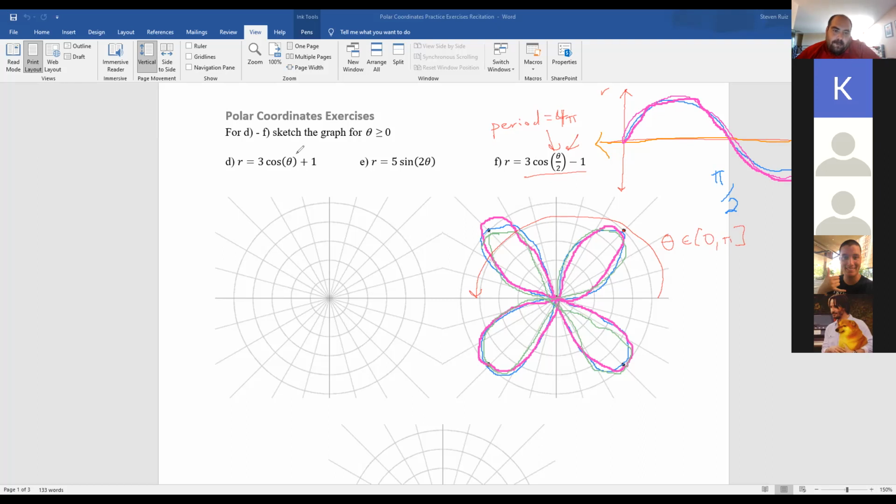Just plain cosine has a period of 2 pi. This is half of that, so you've got to double it. Right, and that was poorly worded. By similar logic, what's the period here? Pi. Just pi.